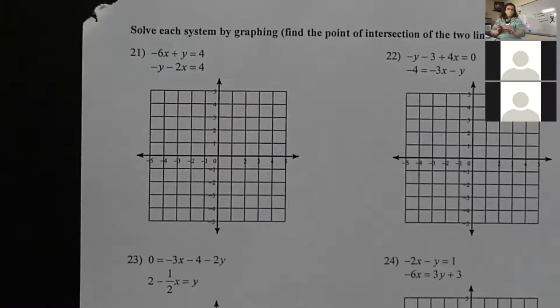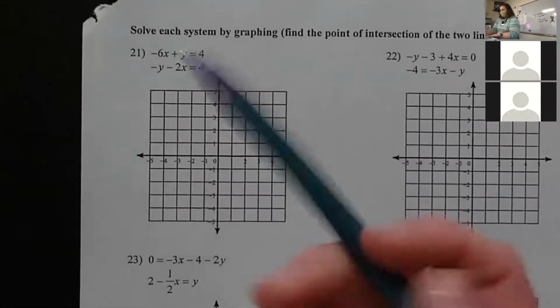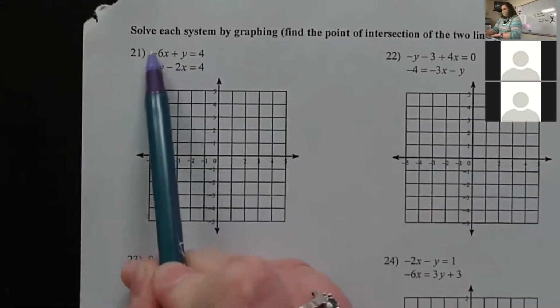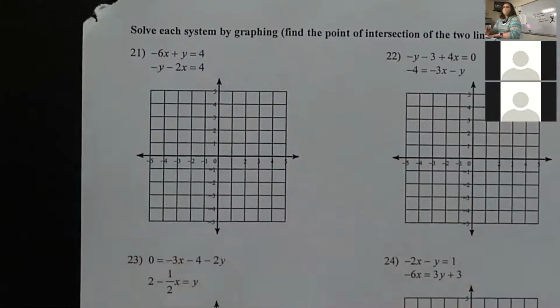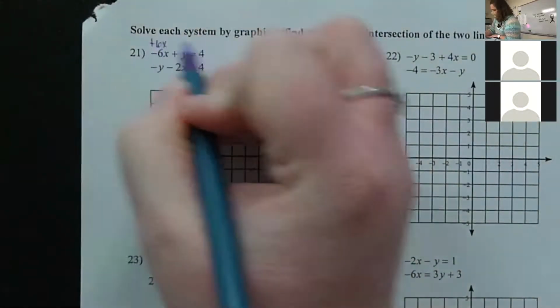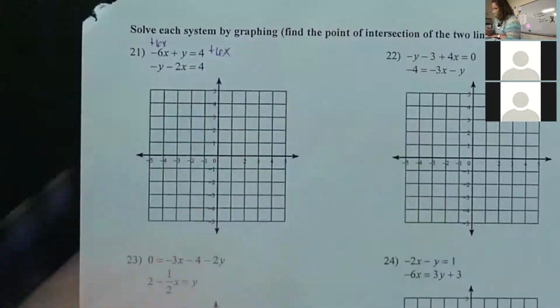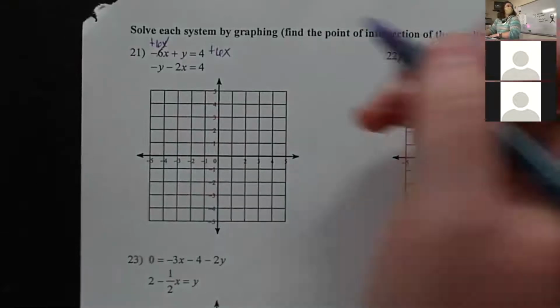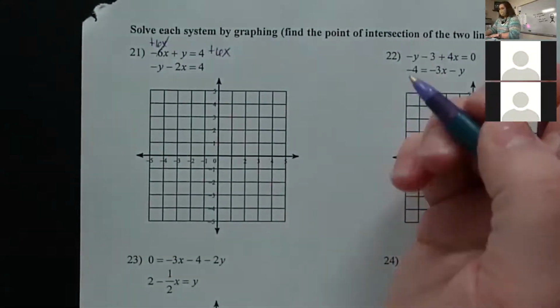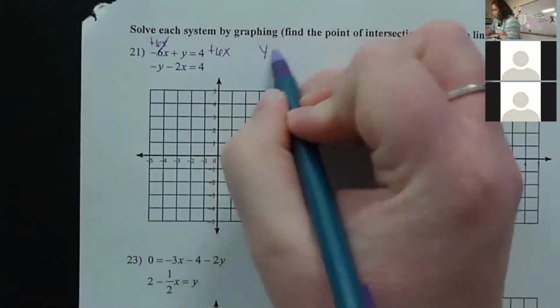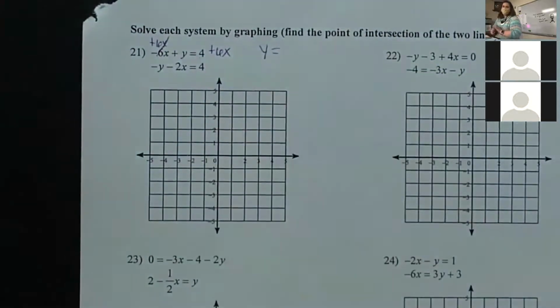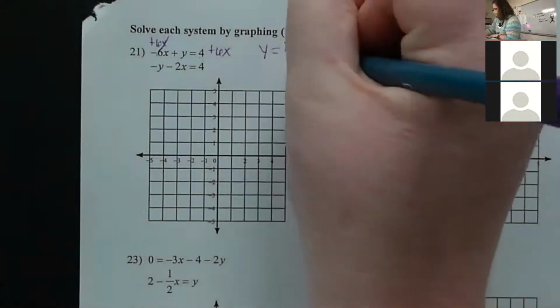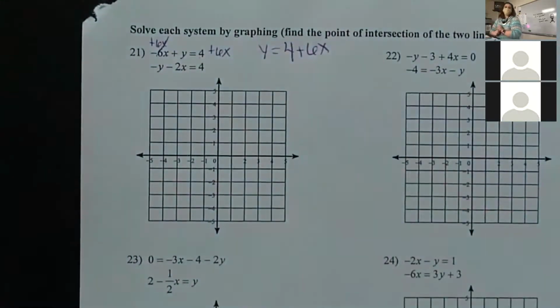Is that in your favorite form? No, I need to get y by itself, right? So how do I move this -6x over to this side? Plus 6x, yeah. So I'm going to add that. And whatever I do to one side, I have to do to the other. If this is not enough room, you can definitely just get another piece of paper and do this part of it. So now I have y equals, can I put 4 and 6x together? No, they're not like terms. So I'm just going to leave it as 4 plus 6x.